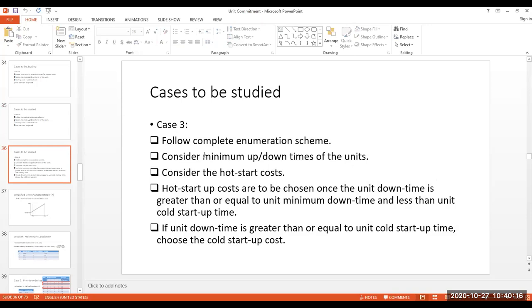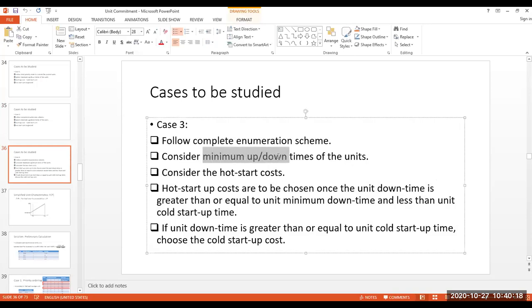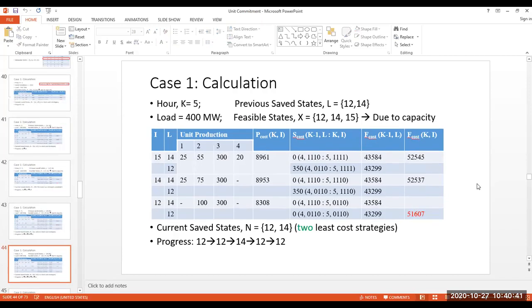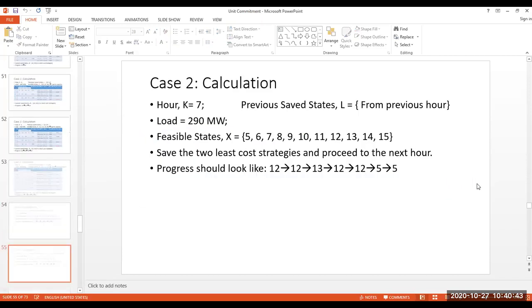So how to deal with this uptime and downtime of units, we will take another example for demonstrating this issue today. We'll start with this consideration of uptime and downtime of the units, and how this consideration actually affects our calculation. We will show that today to start with. So let's go to that slide.